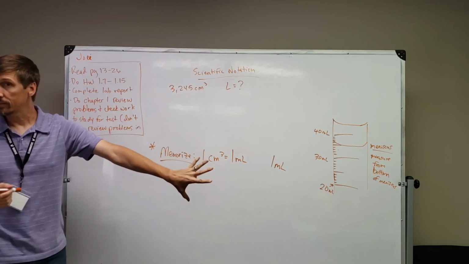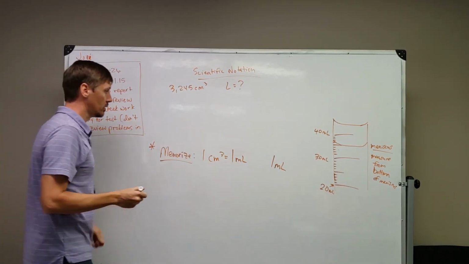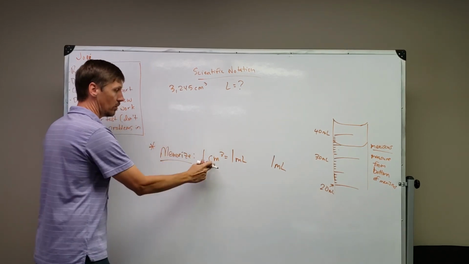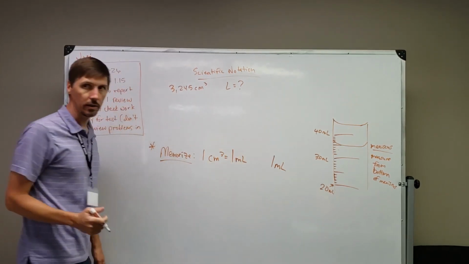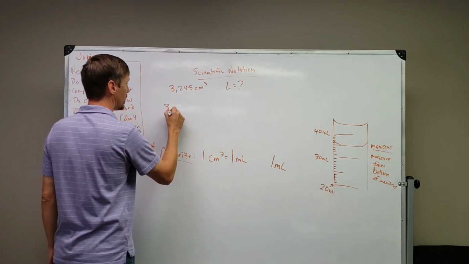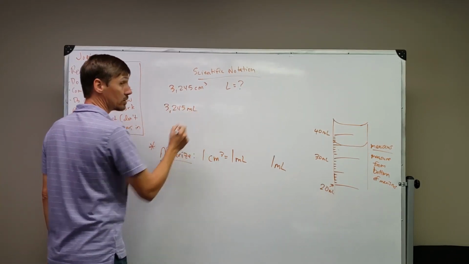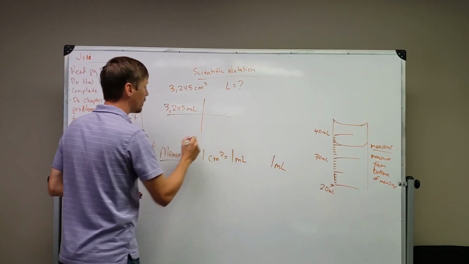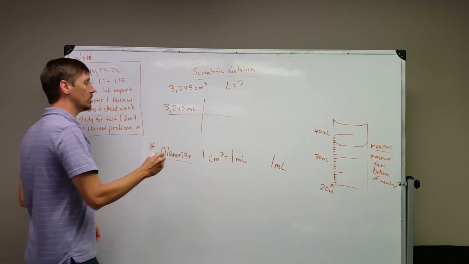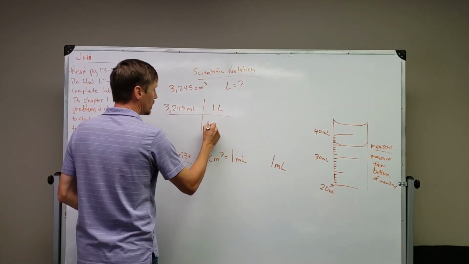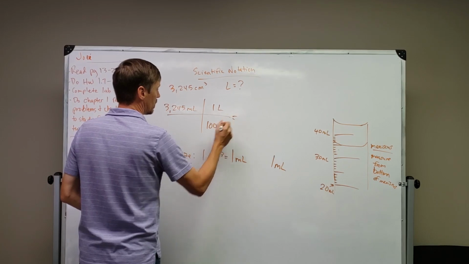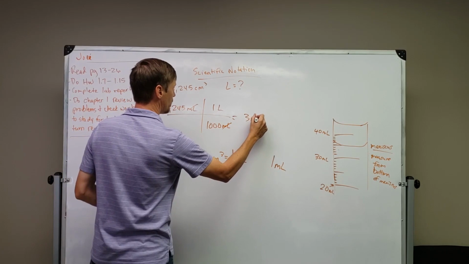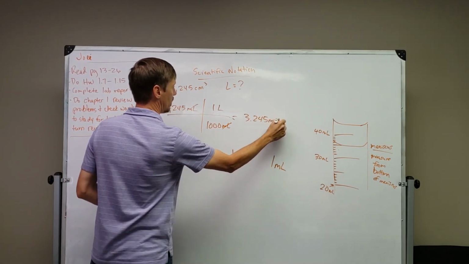So first we go to milliliters, and then from milliliters we convert to liters. So 3,245 centimeters cubed, 1 centimeter cubed equals 1 milliliter, so we can just write this down as 3,245 milliliters, right? No need to really convert. You just swap the unit out. Now we need to take milliliters and convert that to liters. We remember that 1 liter is equal to 1,000 milliliters, so that way our milliliters will cancel out. And that means that our final answer is 3.245 milliliters.